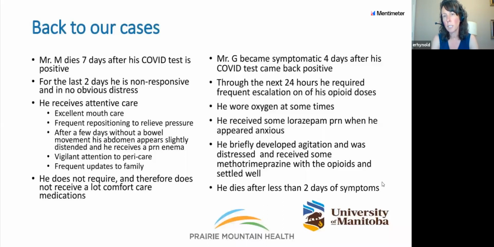This is in contrast to Mr. G, who became symptomatic 4 days after his COVID test came back positive, and through the next 24 hours required frequent escalation of his opioid doses. He wore oxygen at some times, and sometimes he didn't tolerate it. He received some lorazepam PRN when he appeared anxious. He briefly developed agitation and was distressed or became delirious and received some methotrimeprazine with his opioids and settled well, and he died after less than 2 days of his COVID symptoms.